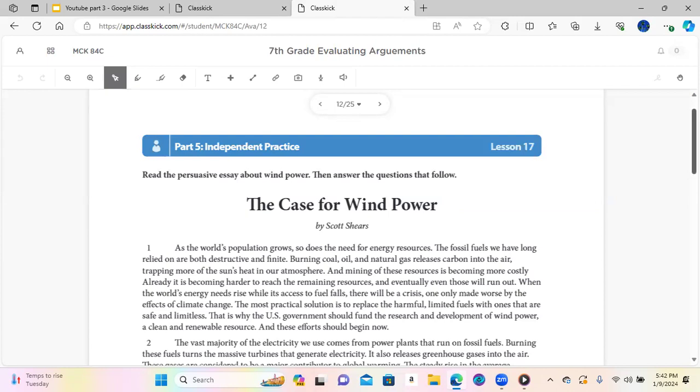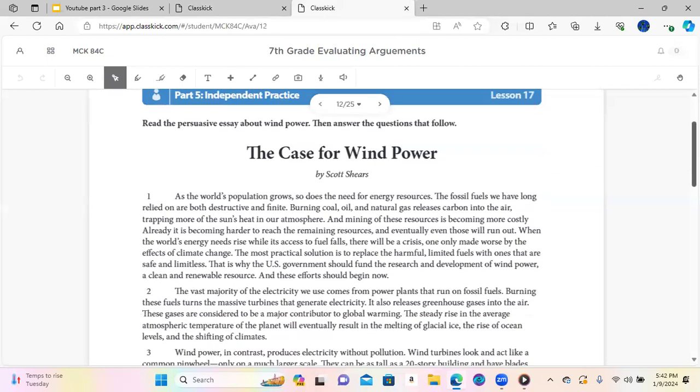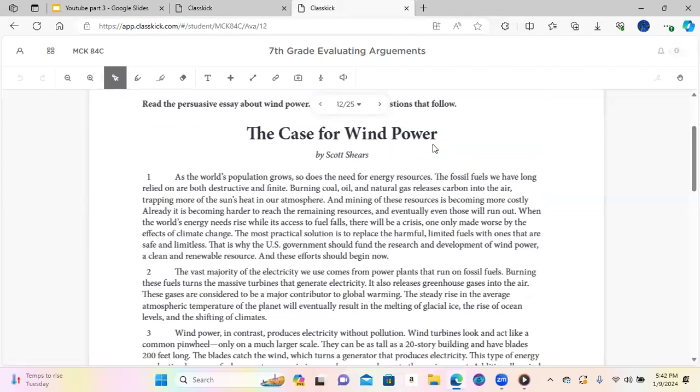Read the persuasive essay about wind power, then answer the questions that follow. The Case for Wind Power by Scott Shears. And we know that wind power can be used to generate electricity, which is a cheaper way of generating electricity using this renewable energy, because wind is renewable. It has an endless supply. It will never run out. And it exists for free naturally.